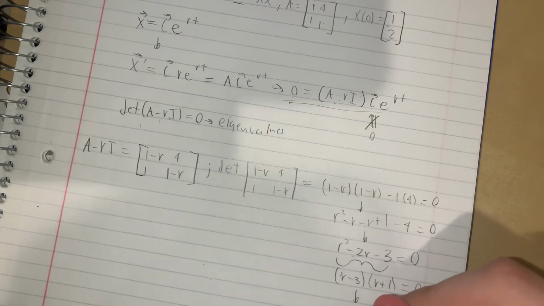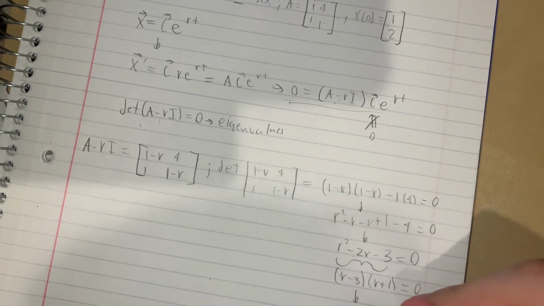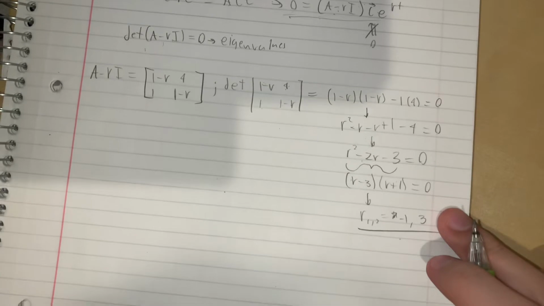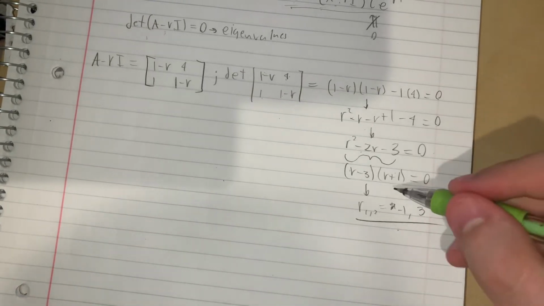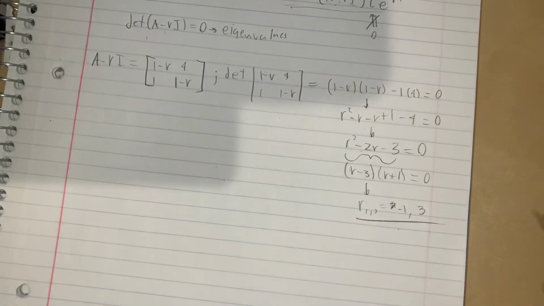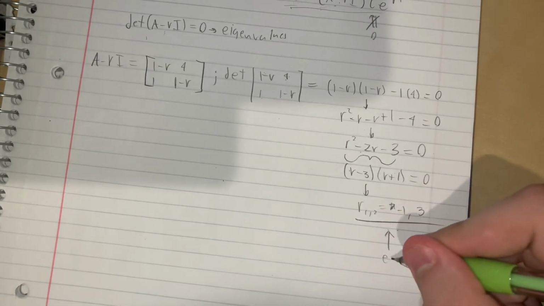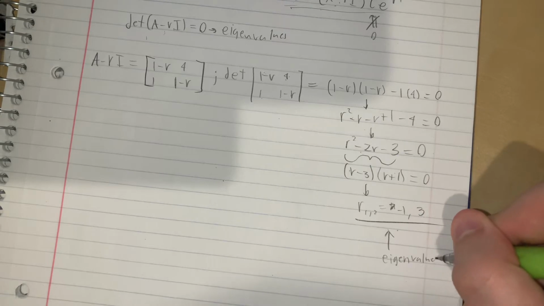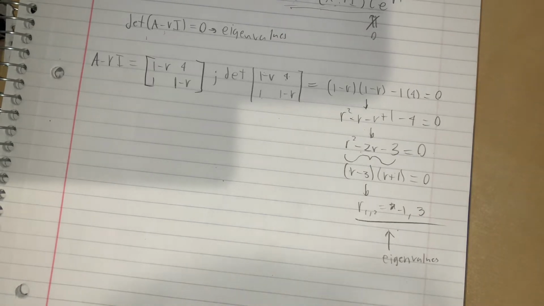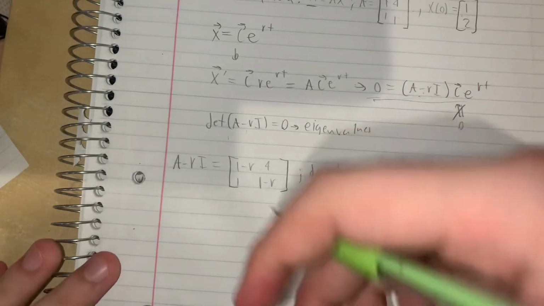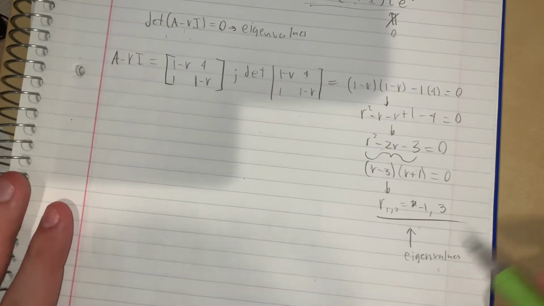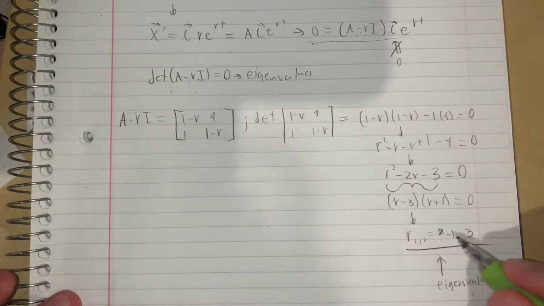So r is equal to negative 1, 3. Oh, you didn't see that last one, but r is equal to negative 1, 3. These are the eigenvalues that we will use to find the eigenvectors. So this solves for the eigenvalues. Each of these is individually an eigenvalue.